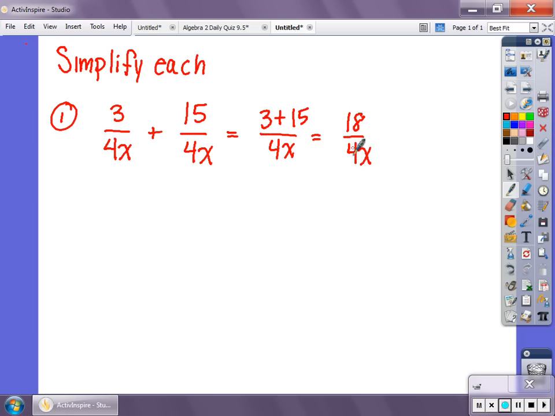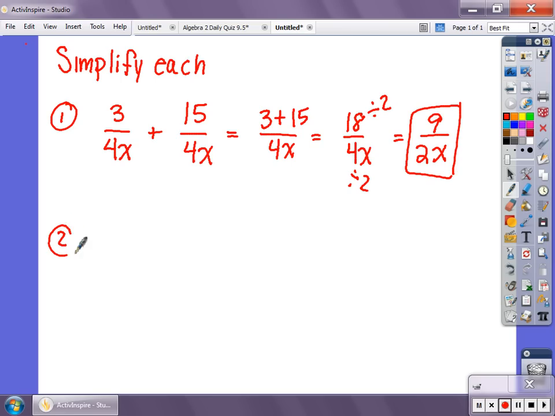Now I do want to look and see, does 18 and 4 simplify? And in this case, 18 is divisible by 2 and 4 is divisible by 2. So this is really 9 over 2x. And then we're done.